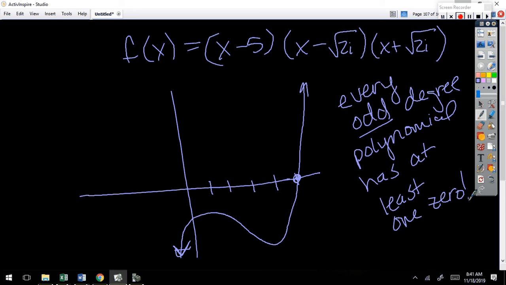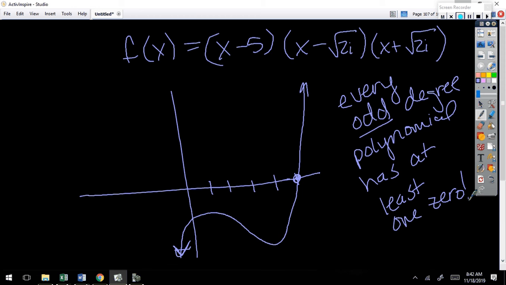Because why? Why do the even ones not have to have a real zero? Look at that quadratic we had before. A real zero looks like what on the graph? A parabola. And a parabola does what? Both ends go in the same direction, right? Every even degree polynomial, we talked about this with end behavior, goes off in the same direction.